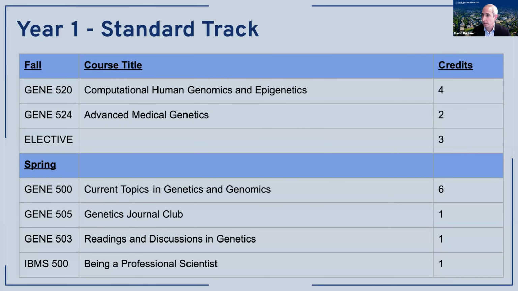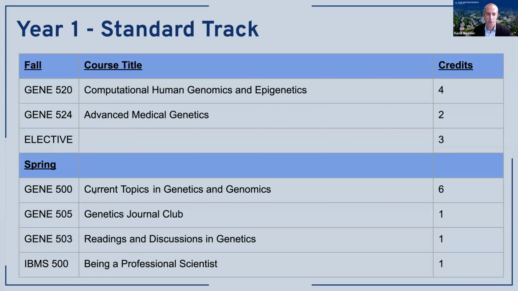So this is the standard track, the one that takes 2 years. This is a list of the courses that you'll be taking during that time. In the fall of your first semester, there's a Gene 520 class, which is a 4-credit class on computational human genomics and epigenetics. This is really the core introductory class, which is going to be introducing you to a lot of the specialized techniques in computational genomics. There's also a class in advanced medical genetics, as well as the opportunity to take an elective. I'll talk a little bit about what electives are available in a minute.